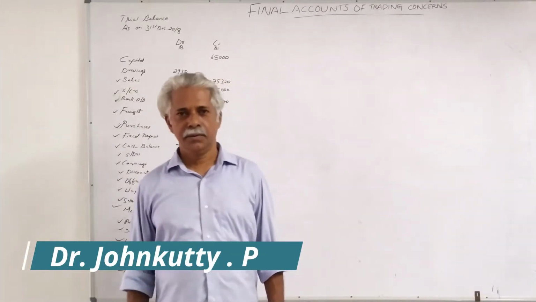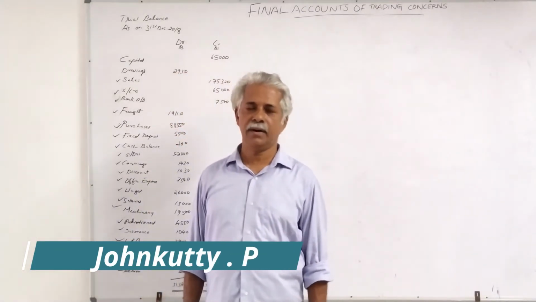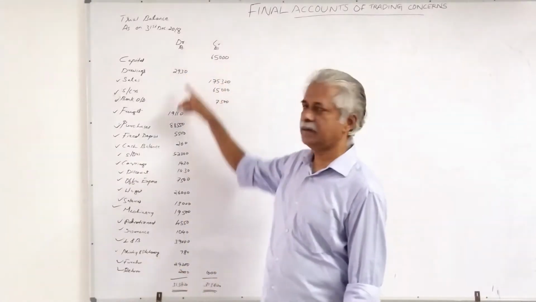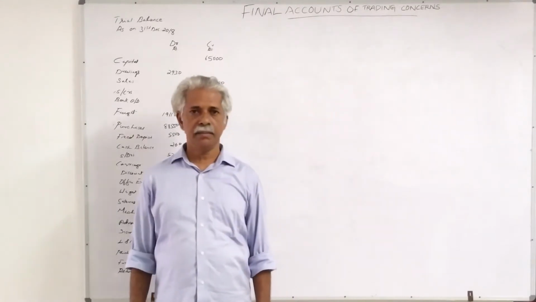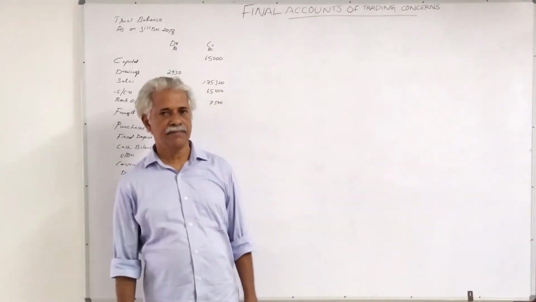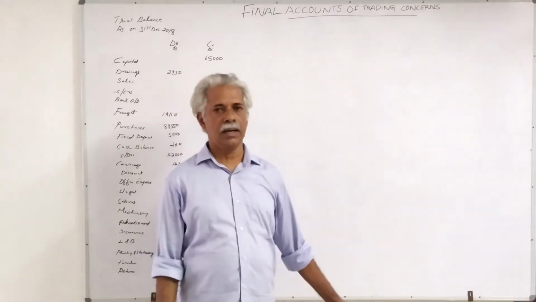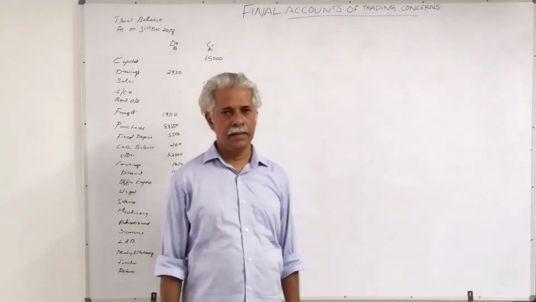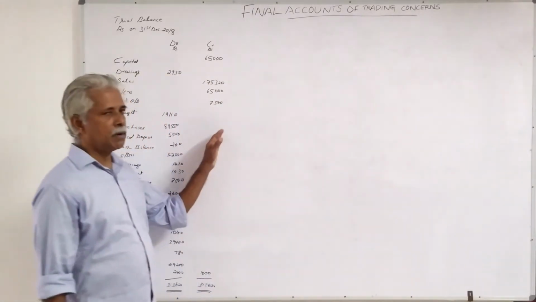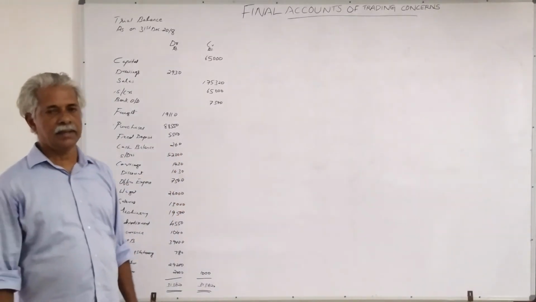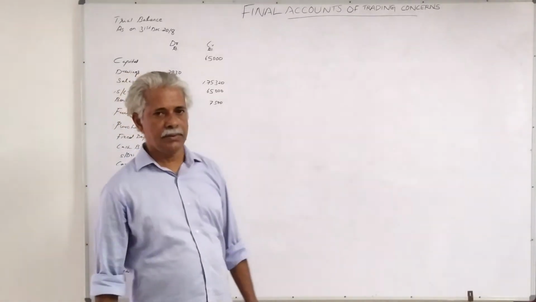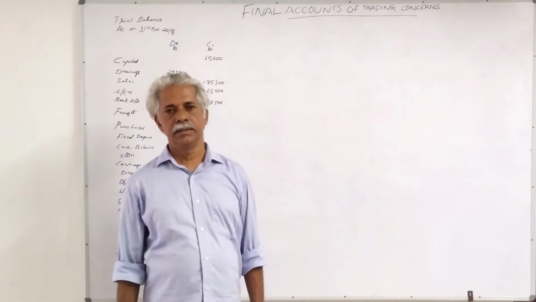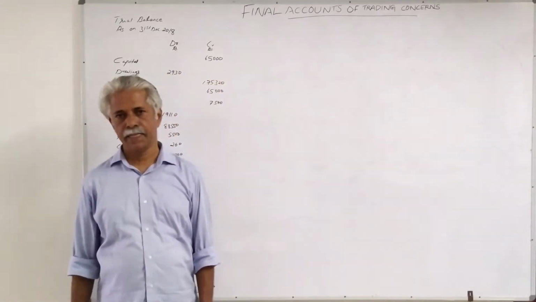Hi friends, today I shall illustrate the preparation of trading and profit and loss account and balance sheet from a given trial balance. Trial balance simply means a statement which contains all the account balances on the date of its preparation. Therefore, two separate amount columns are provided in the trial balance. One to record the debit balances, another to record the credit balances.